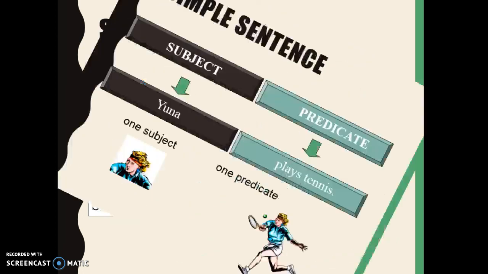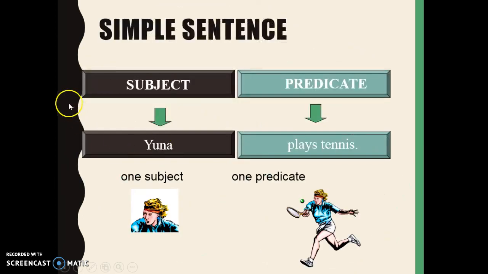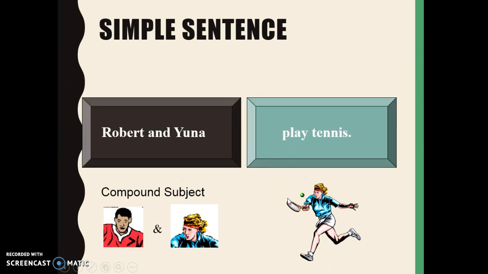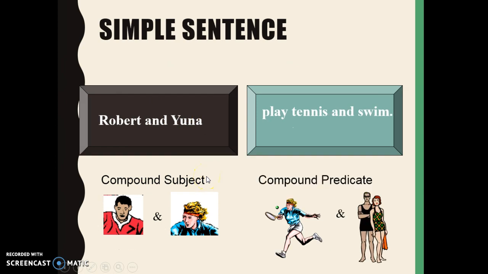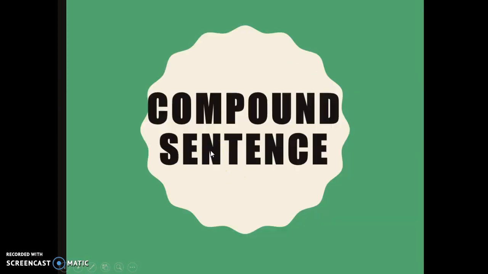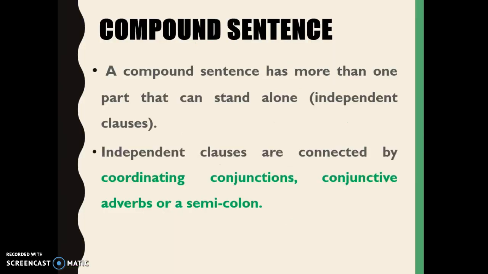Right? Okay, next. Yuna plays tennis, which I explained to you just now. Okay? Robert and Yuna is a compound subject. Even though it has "and" here, it's actually a compound subject. And then we have a compound predicate: play tennis and swim. So this one is a simple sentence. Okay, clear enough about simple sentences. It's very simple. So next we move on to compound sentences.